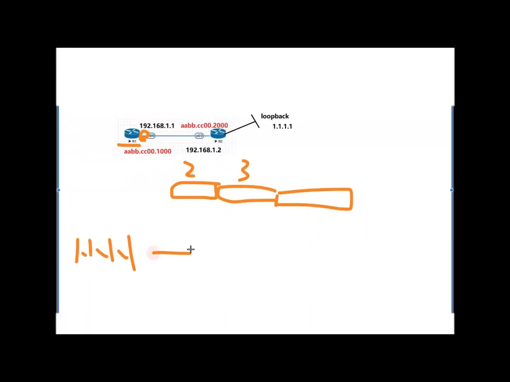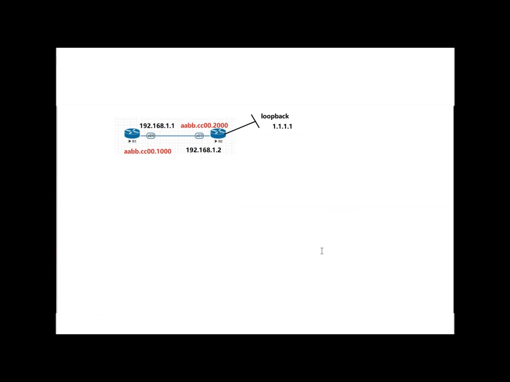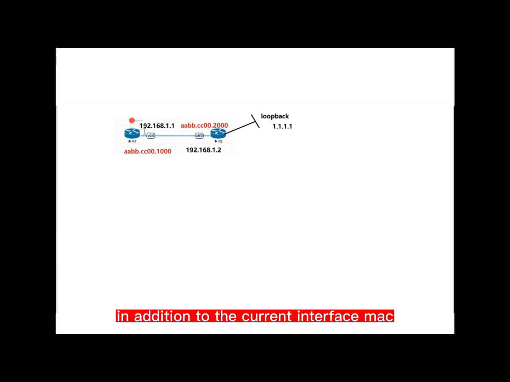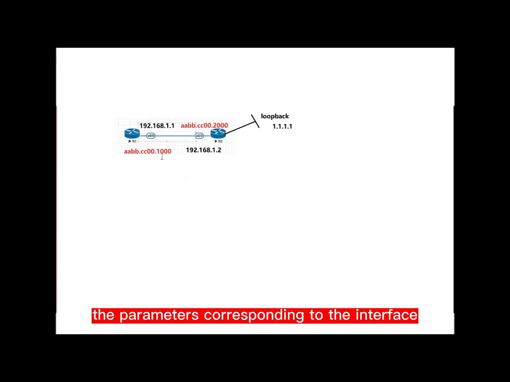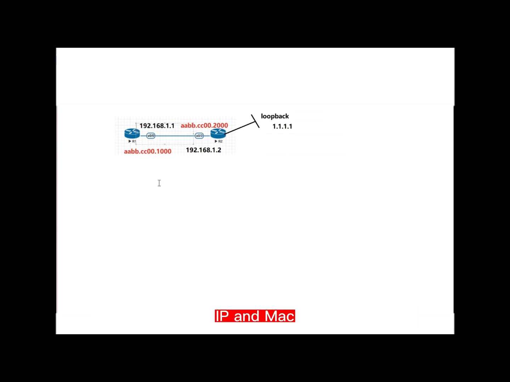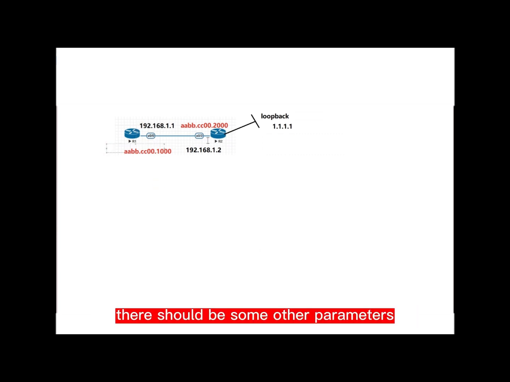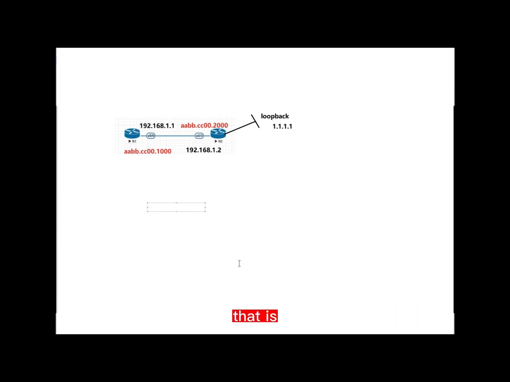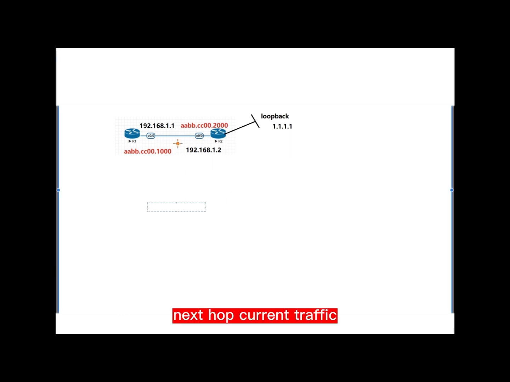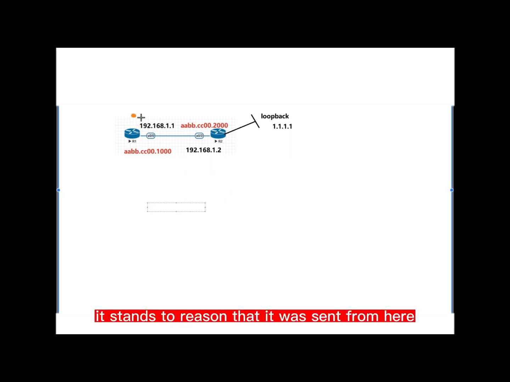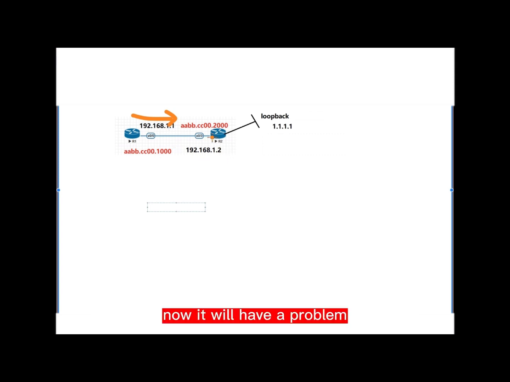1.1.1.1 locally, corresponding to a MAC. That is, local at least, in addition to the current interface MAC. In addition to the parameters corresponding to the interface IP and MAC, there should be some other parameters. That is, the next hop for the current traffic. It stands to reason that it was sent from here. Now it will have a problem.